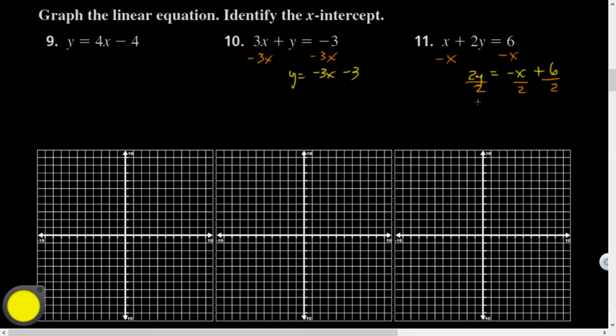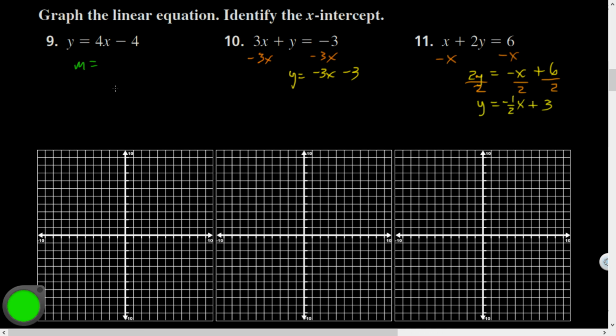Okay? So this one would be y equals, I want to think of this next thing as mx, so I'm going to write that as negative 1/2 x, okay? And 6 divided by 2 is what? 3, perfect. So now I've got 3 equations in y equals mx plus b form. Let's do the slope for all of these first.